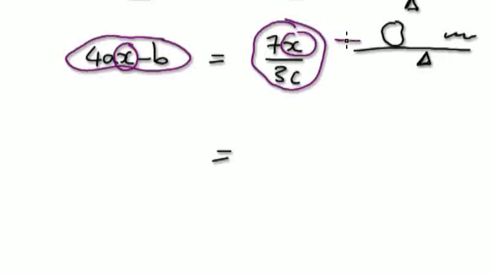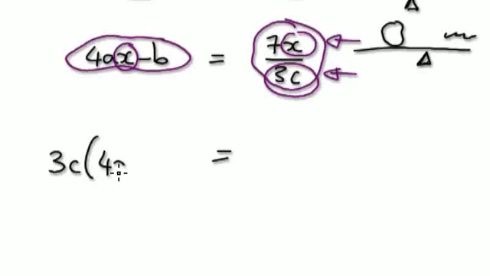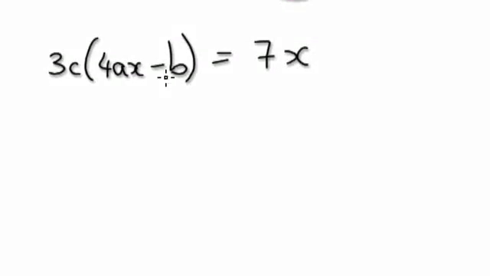So here you've got two layers. Let's get it down to one layer. So times both sides by 3c. So it will be this: 3c bracket 4ax minus b close bracket, and on this side is 7x. Okay. Keep an eye on x here. x is stuck in this big bubble here. You've also got an x over here. Let's break this bubble up.